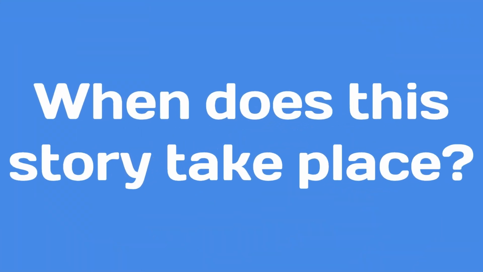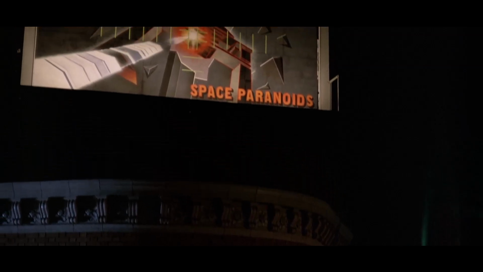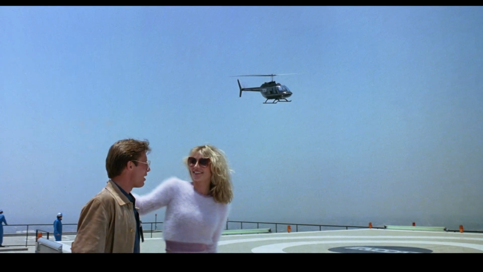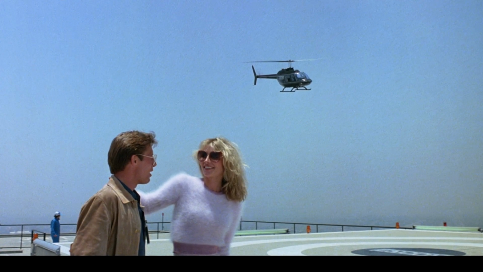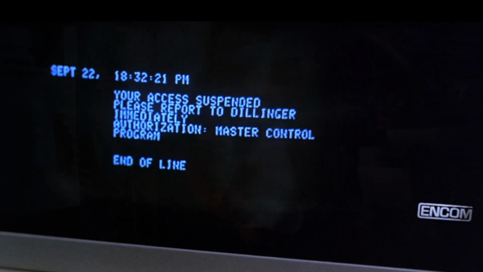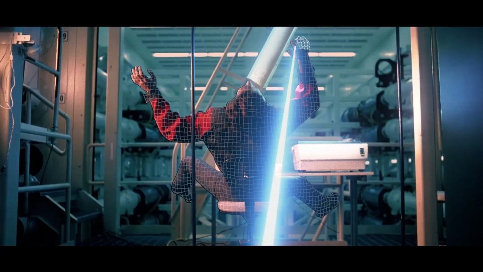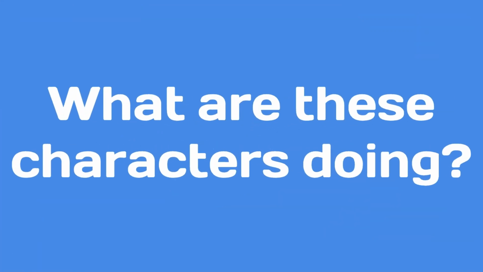So next, when does this story take place? The story seems to take place in the era it was made, namely the 1980s in the United States. Thus, there is no assumption of future tech, and the basic rules of computer technology and what it can do are more or less tied to that era, save for how the grid works, which I will address in a moment. Moving on then, what are these characters doing?